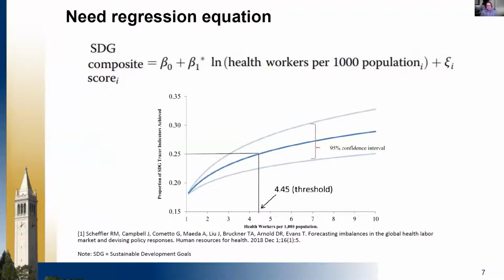So that score that I just mentioned, that becomes a dependent variable in the need regression. That's on the left side there. The key independent variable is the natural log of the health workers per 1,000 population. You estimate that regression equation, and you get that line, the curved line in the figure below. And then there's a 95% confidence interval there. If you choose the target of 0.25, you start there on the vertical axis, see where that intersects with the dark blue line, go down to the number of health workers per 1,000 population, and that implies you need 4.45 health workers. So that's an example of how we've thought about this in the past of using regression and a need-based model in the labor market framework to come up with some number of how many health workers you will need.